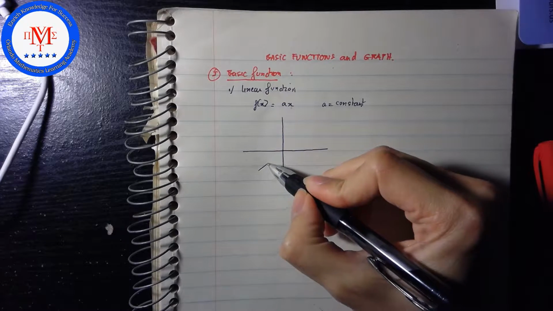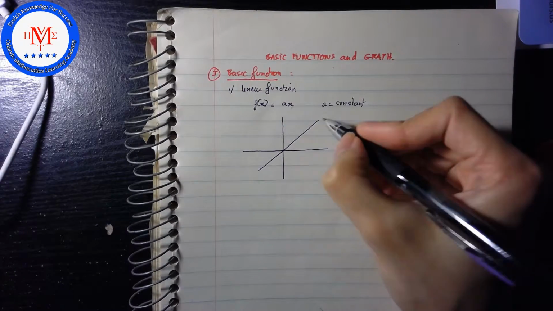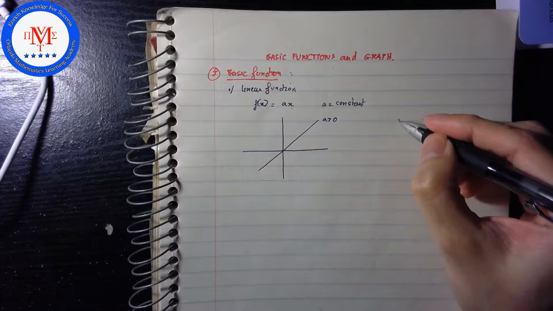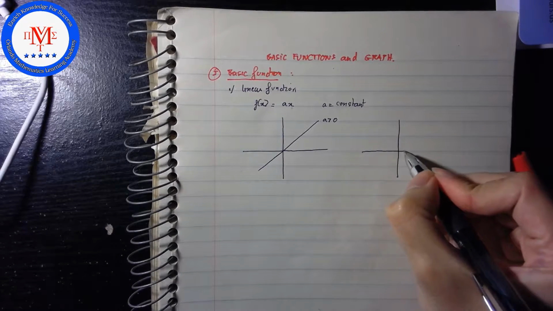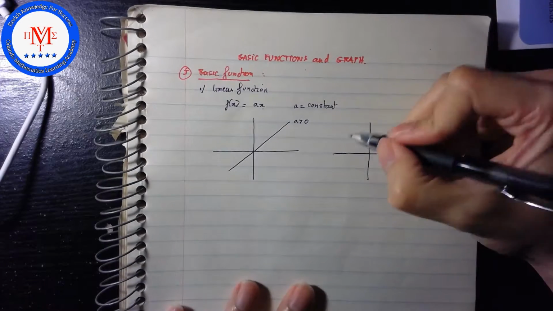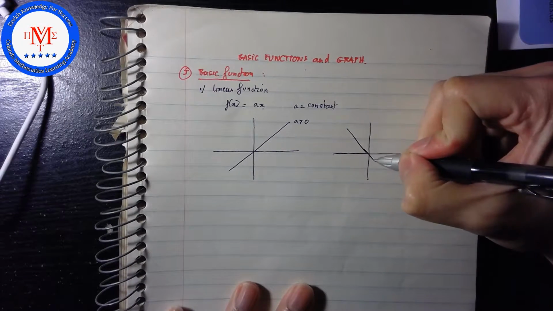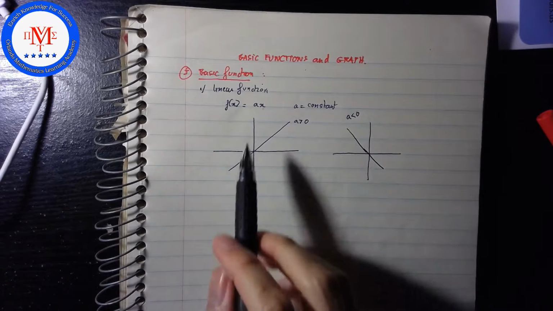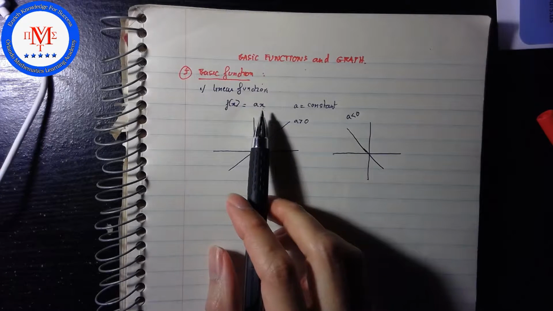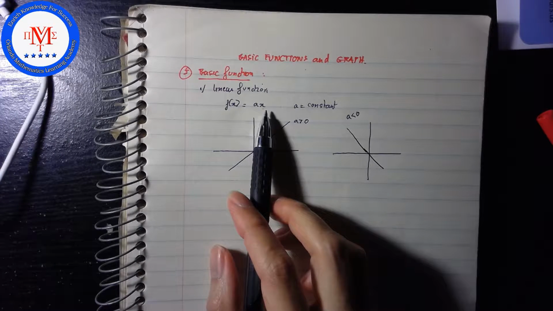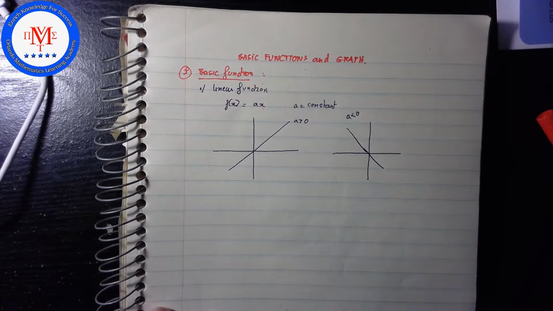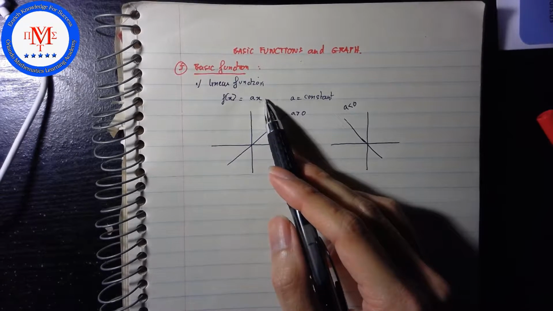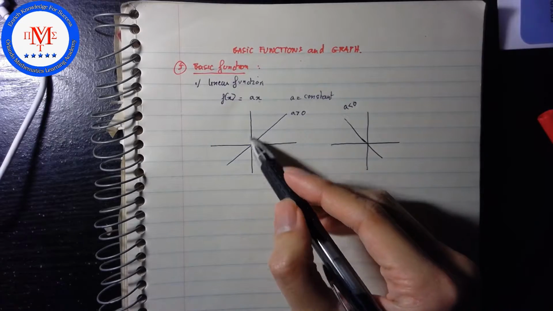And as you know, if a is positive, it will be increasing, or if a is negative, we have it decreasing. This is a is negative. So as you see, when I write f(x) = ax, I did not include the b, which is the y-intercept value. That's why the line must go through the origin. If I include the b, it's going to cut somewhere on the y-axis.